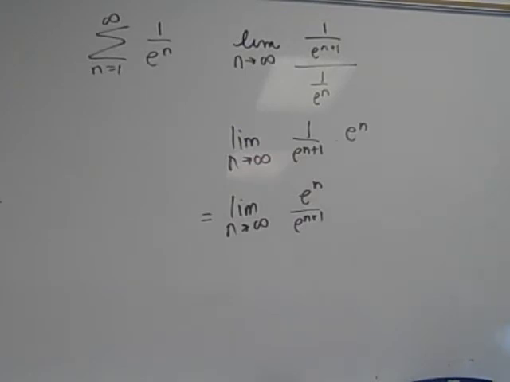So I've got to take the limit now as n goes to infinity. So I have kind of infinity over infinity, but I can actually reduce this. What's that? It's a bigger infinity.